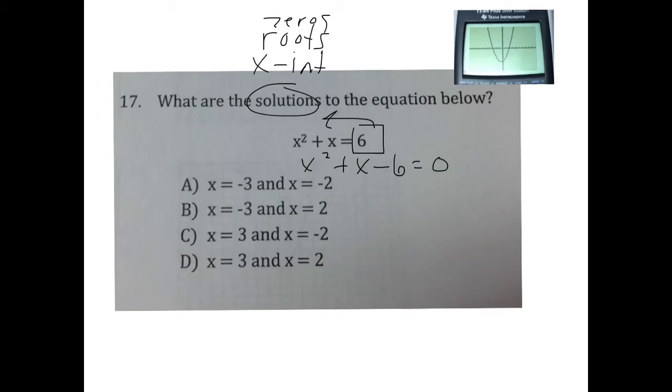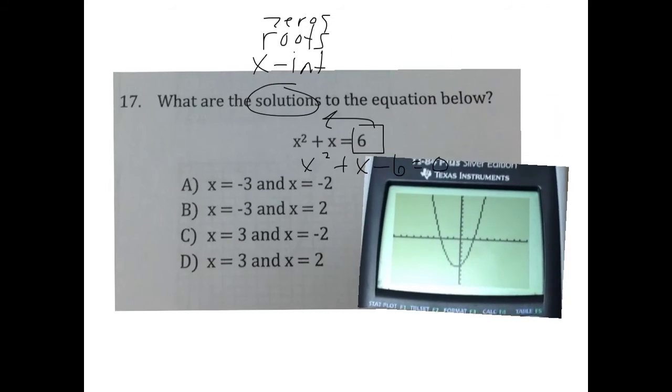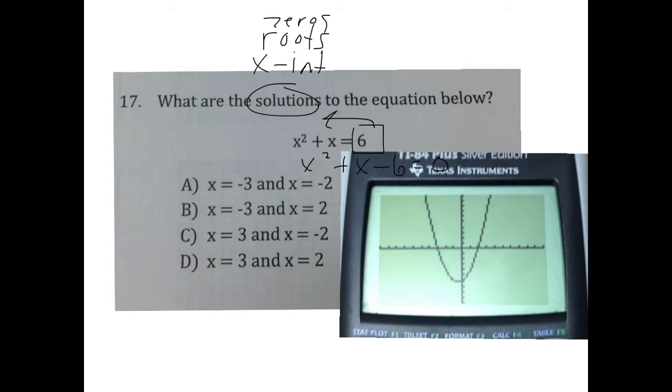So I typed that into my calculator, and I have that picture right here for you. So when we look at that picture, we're looking at where it crosses right here, and where it crosses right here. That's positive 1, 2, so positive 2. That's negative 1, negative 2, negative 3, so 2 and negative 3. So not right, looks good, not right, not right. So B is the right answer.